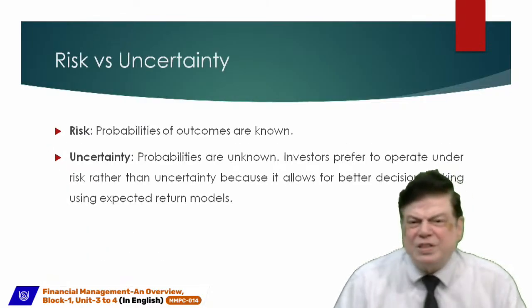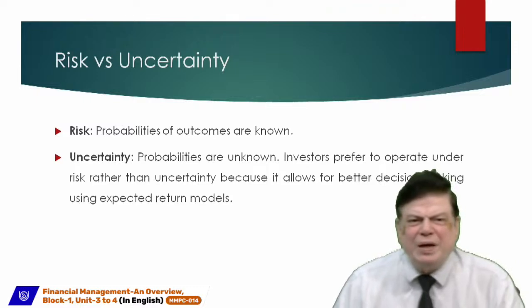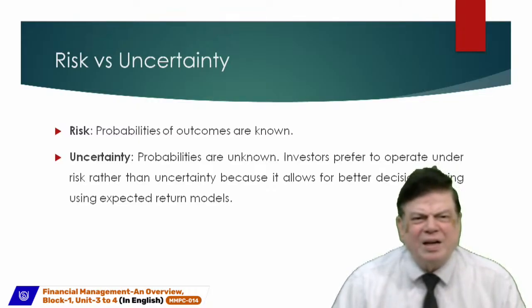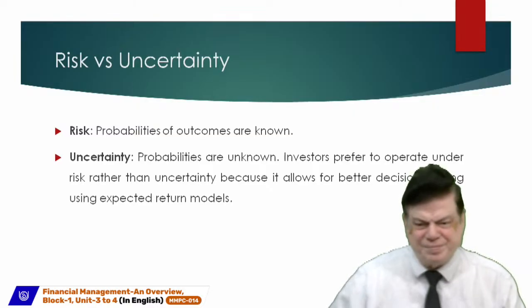Now, risk versus uncertainty. In risk, probabilities of outcomes are known; in uncertainty, probabilities are unknown. Investors prefer to operate under risk rather than uncertainty because it allows for better decision making using expected return models.